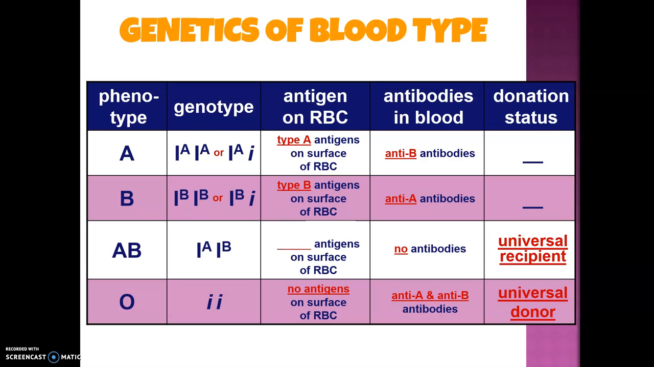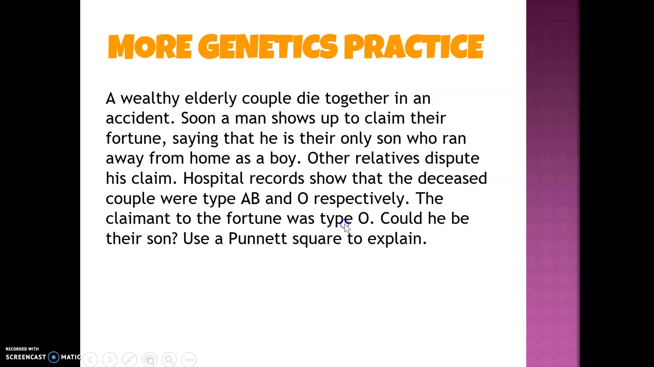You can only accept type O blood because you have anti-A and anti-B, but you can give blood to anyone because you have no antigens, so you don't read as any specific blood type.